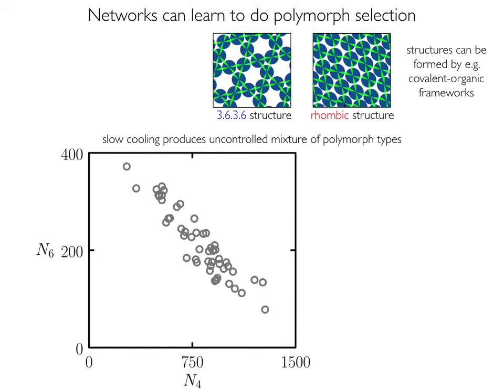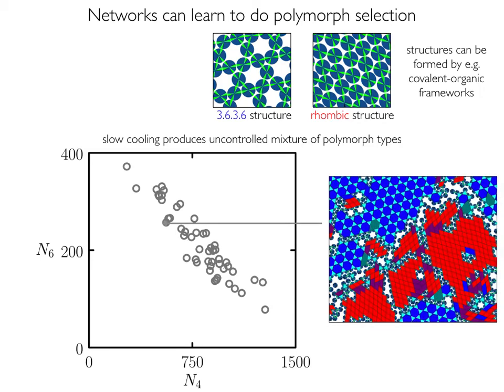These structures built from the same set of molecules are isoenergetic. They have the same energies and very similar nucleation free energy barriers, so that simple, slow cooling produces either or both of these polymorphs in an uncontrolled way. In the bottom plot, we're showing the two order parameters describing the two polymorphs on the two axes, and the circles result from 50 independent simulations in which we cool slowly.